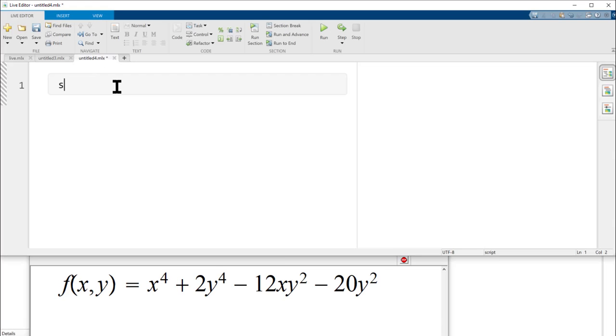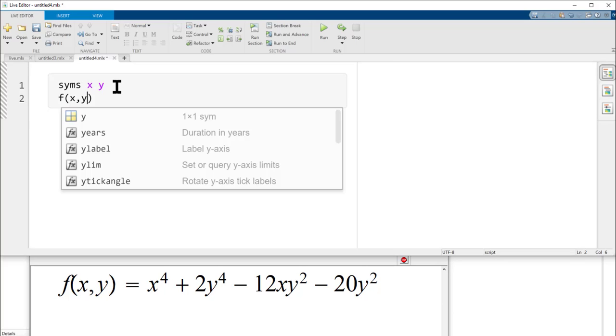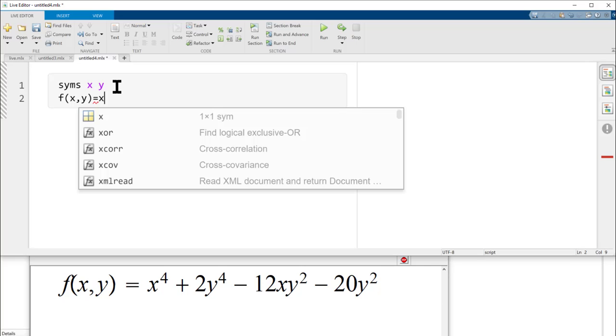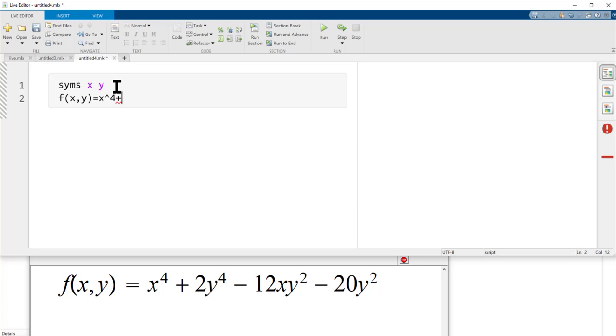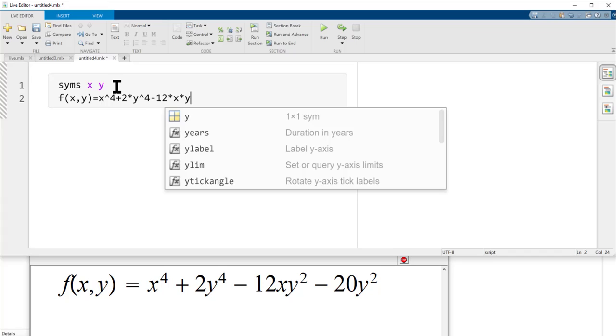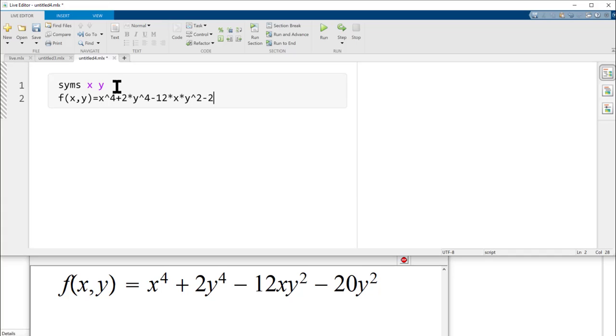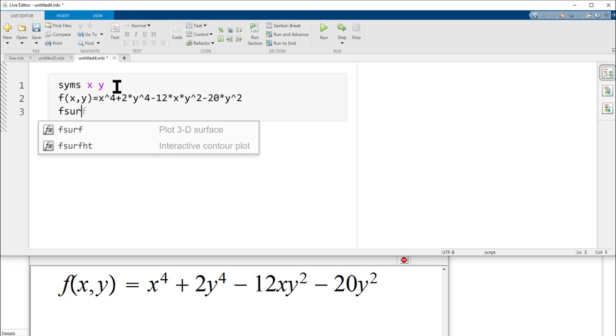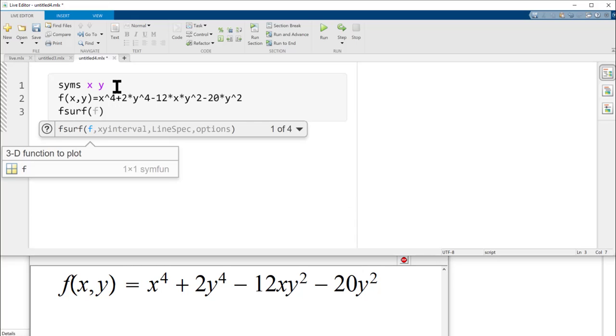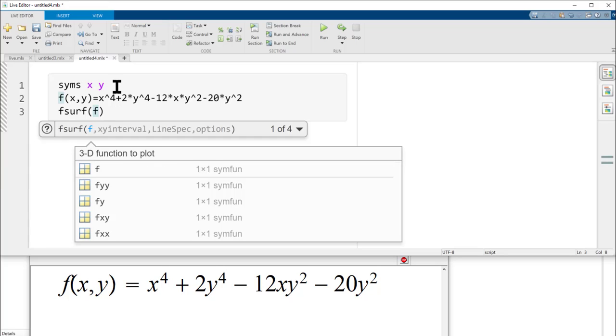So the first thing is to define symbolic variables x and y, and then we shall go ahead and type in the expression for the function: x to the power 4 plus 2 times y to the power 4 minus 12 times x times y squared minus 20y squared. Okay, so we typed that in, and let's look at a graph of the function to get an idea of the relative extrema.